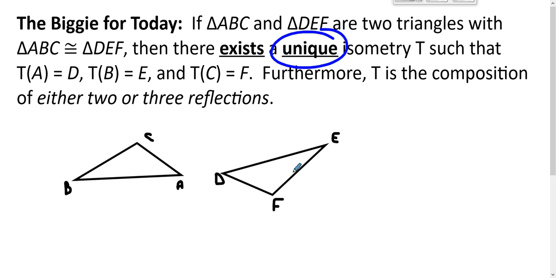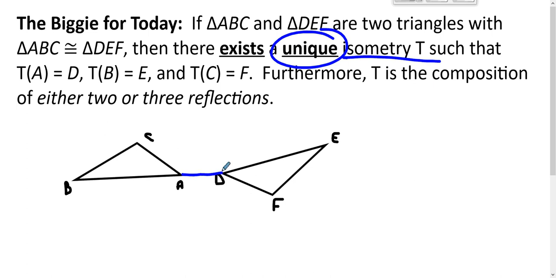There are many paths that lead from here to there, right? You probably did this in high school where you were given two figures and had to come up with a sequence of isometries that puts the one on top of the other. The sequences may be different, but the isometry itself, the composition of those isometries, is unique. There exists a unique isometry T such that A falls on D, B falls on E, and C falls on F. Furthermore, T is the composition of either 2 or 3 reflections. So here's the rough idea.